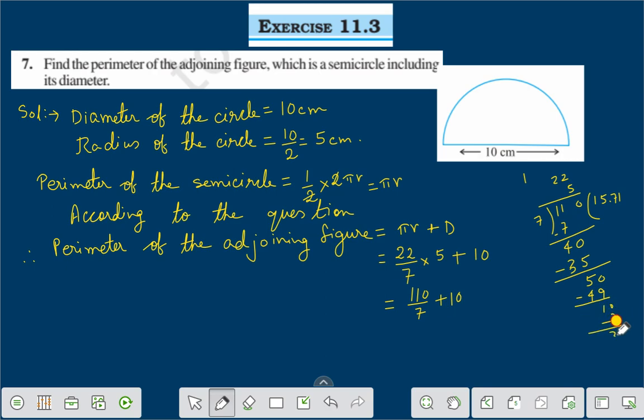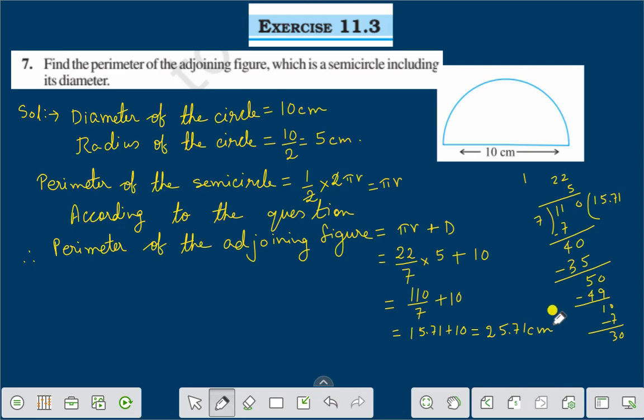Ten minus seven is 3. It is 0. And we can take 15.71. Right? Therefore, we are getting 15.71 plus 10, that we are getting 25.71. This is in centimeter, therefore this will be in centimeter.